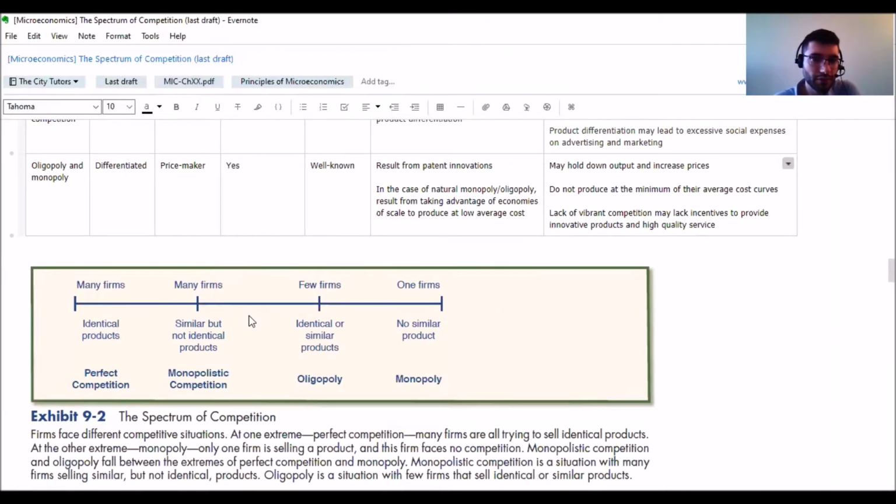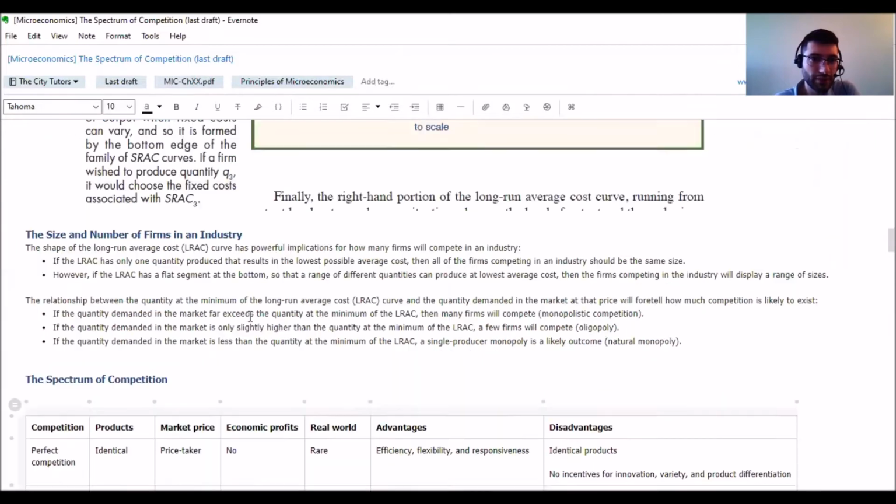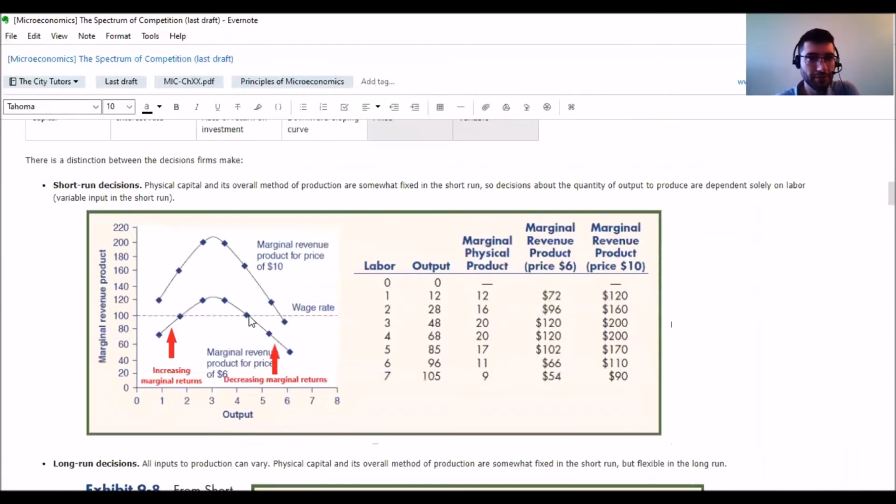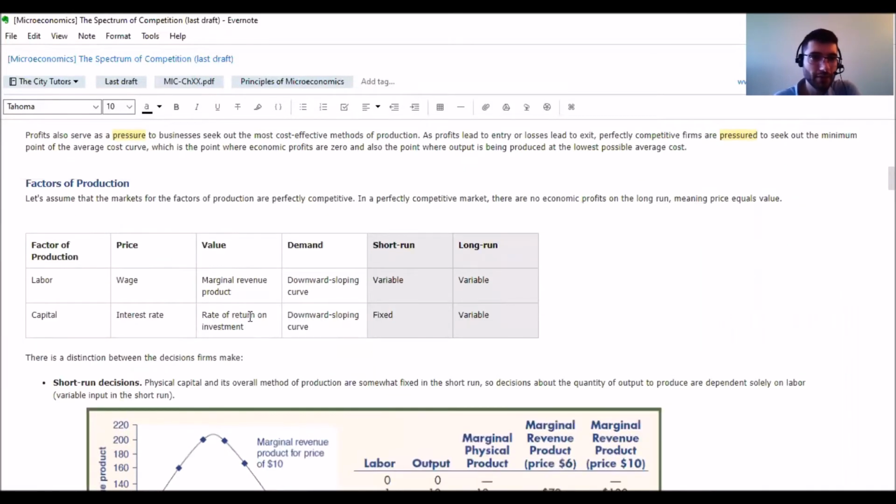So we'll start where we left off last time in the factors of production. The factors of production is whatever a firm needs to produce. So they are the inputs of production for a particular firm. We'll assume that the market for the factors of production is a perfectly competitive market.